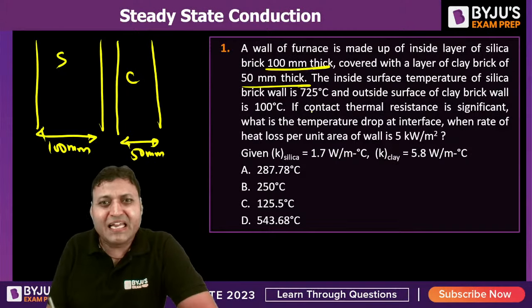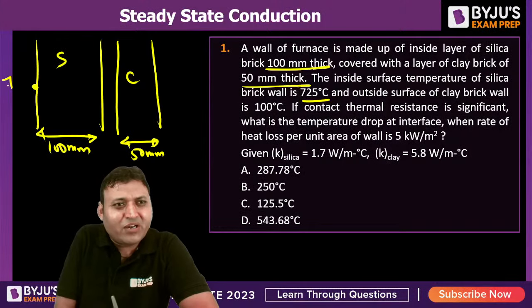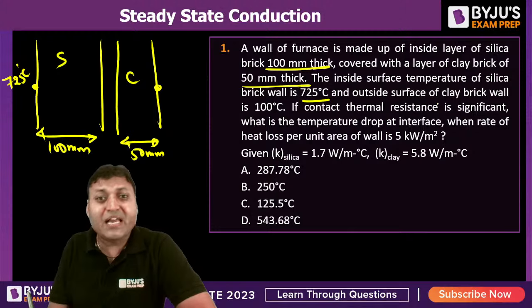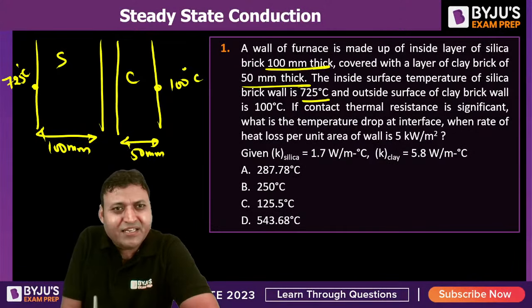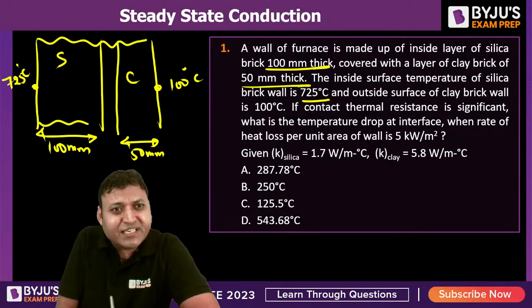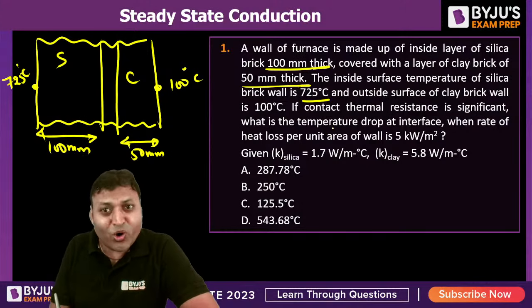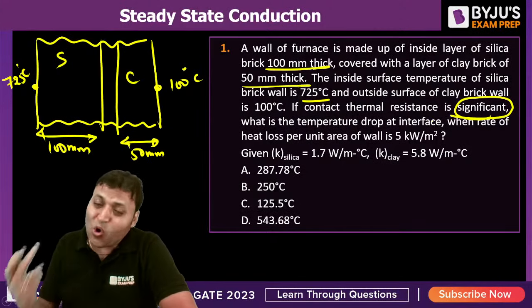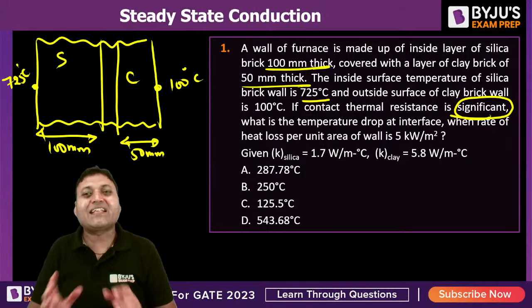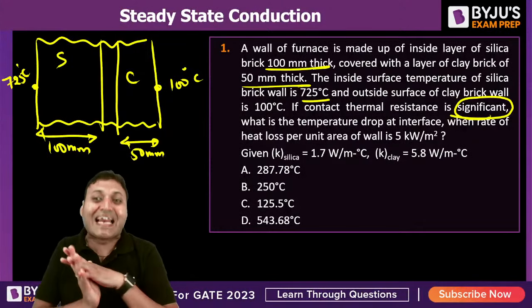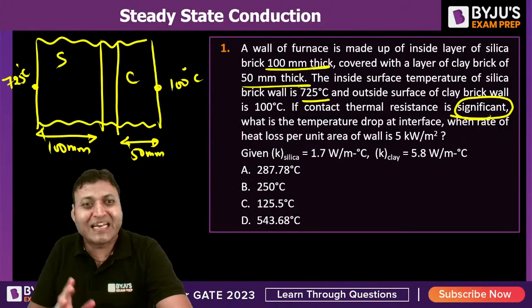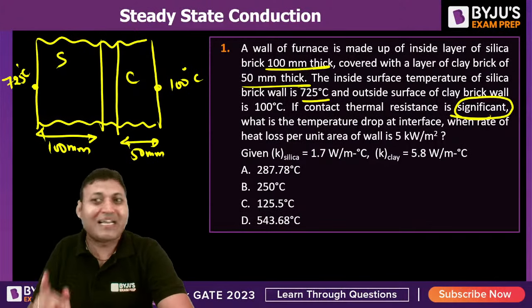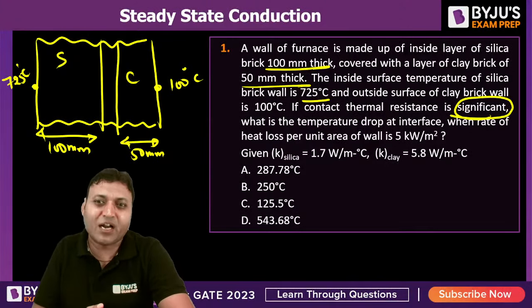The inside temperature of the silica brick wall is 725 degrees Celsius, and the outside surface of the clay brick wall is 100 degrees Celsius. So it is a composite system. And one more piece of information: if the contact thermal resistance is significant. In most of the questions, about 99% of them, you may find the contact resistance to be negligible or insignificant. But here you need to consider the contact thermal resistance.